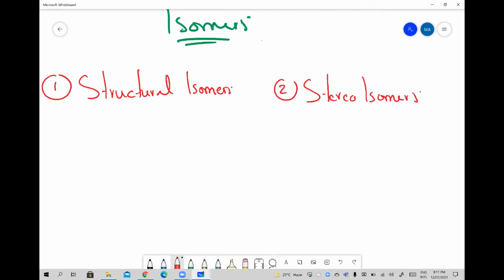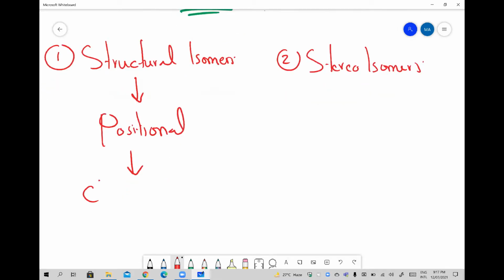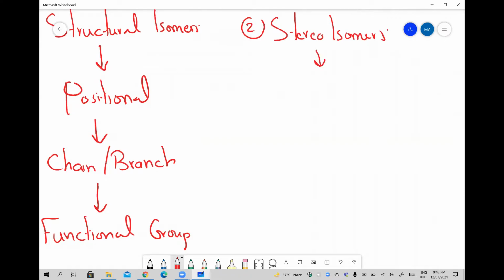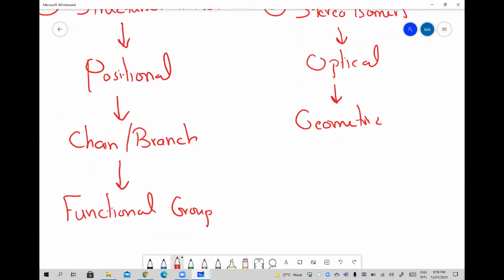There are further three types of structural isomers here. Number one, positional. Number two, chain or branch isomers. And number three, functional group isomers. There are further two types of stereoisomers as well. Number one, optical isomers, and number two, geometric isomers. So let's discuss these types further.